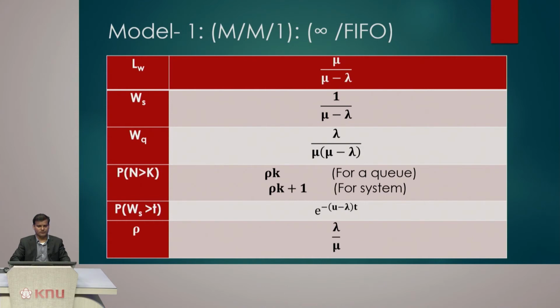That is because it is a single-server system in which only one server is there. So there is potentially one more customer being served, excluding the number of customers in the queue. We also have this exponential pattern for the probability of W sub s greater than T. So there is a waiting time, represented as e to the power of minus mu minus lambda times T, and rho is lambda by mu.